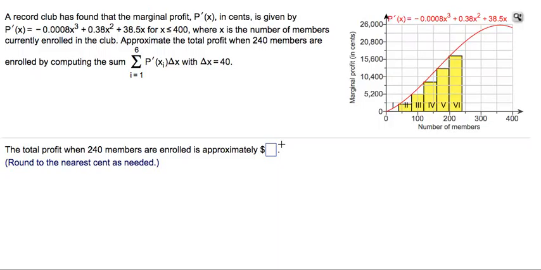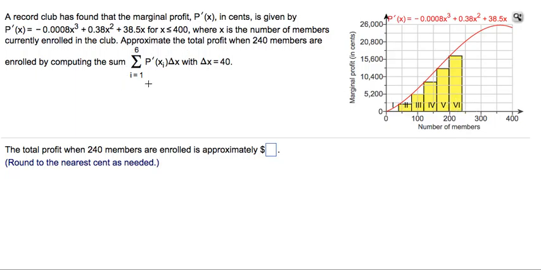Okay, we're going to work through this problem together. So in this example, a record club has found that the marginal profit P prime is given by this function for x less than or equal to 400, where x is the number of members currently enrolled in the club. So we want to approximate the total profit when 240 members are enrolled. In other words, the area under P prime from 0 to 240 using this sum.